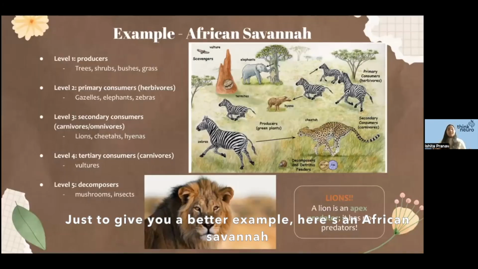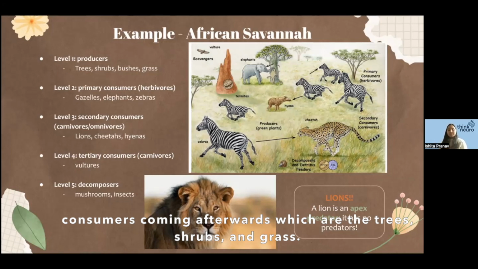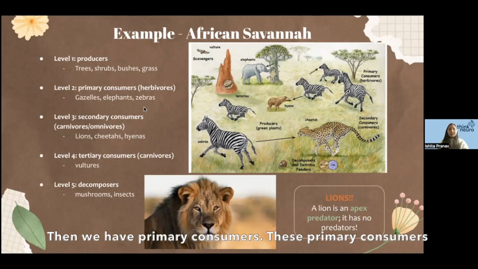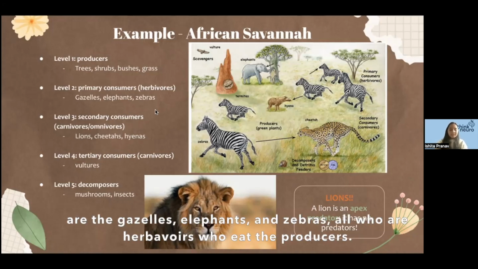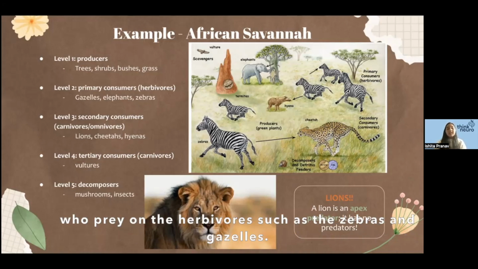Just to give you a better example, here's an African savanna. The producers are the factors that provide food and energy to the consumers coming afterwards, which are the trees, shrubs, and grass. Then we have primary consumers. These primary consumers are the gazelles, elephants, and zebras, all who are herbivores who eat the producers. The secondary consumers would be the lions and cheetahs who prey on the herbivores, such as the zebras and gazelles.